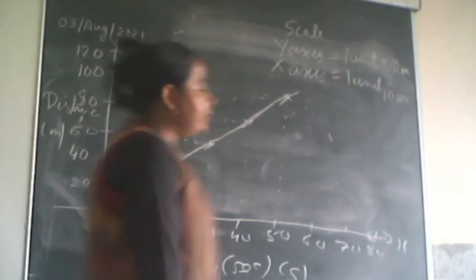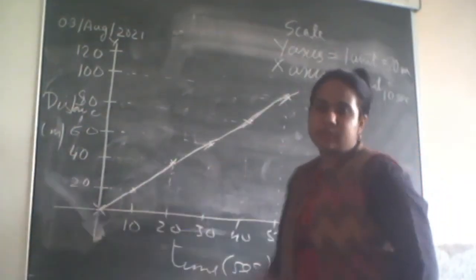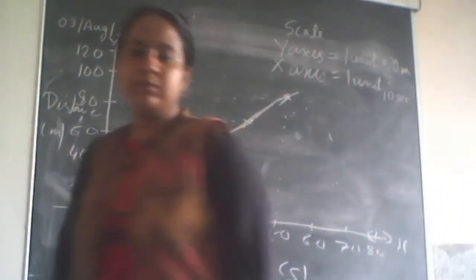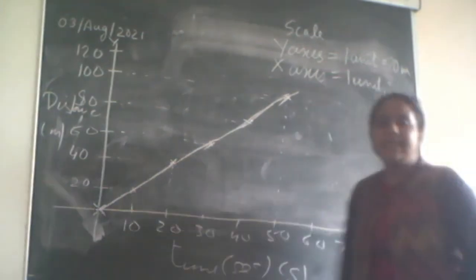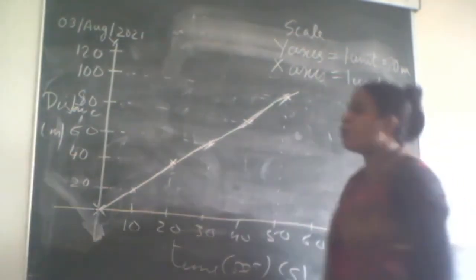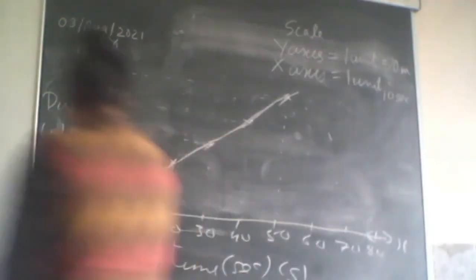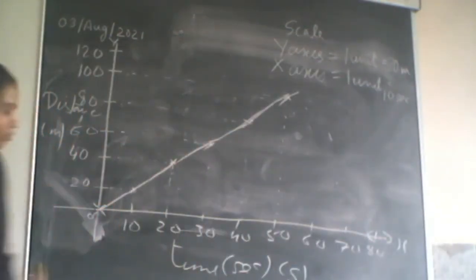Now let's start. Now comes the working portion. It was the graphical portion. Now my question is, what is the speed of the body? So for every point, let's check the speed. 0 divided by 0 is 0. True? Am I correct or wrong?